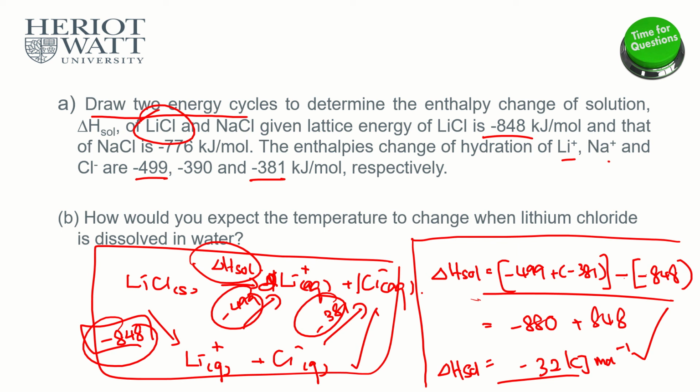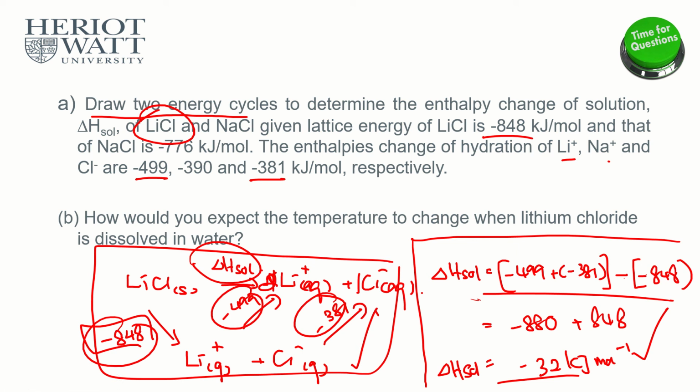And then for part B, how would you expect the temperature to change when lithium chloride dissolves in water? We can answer it together here. Since the enthalpy change of solution for lithium chloride is negative 32, when you dissolve in water, what do you think about the temperature change? Exothermic, temperature increases. When you dissolve lithium chloride, temperature increases. Why? Because the enthalpy change of solution for lithium chloride is an exothermic value, it is an exothermic reaction. All right, and that's it for this.